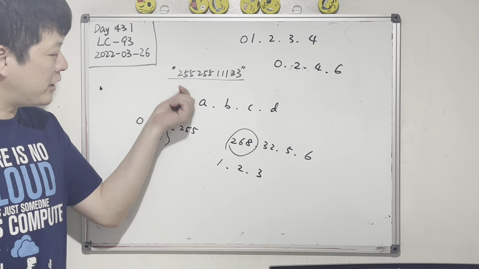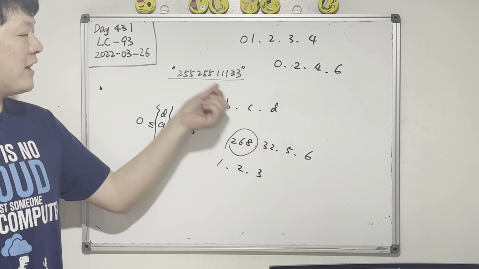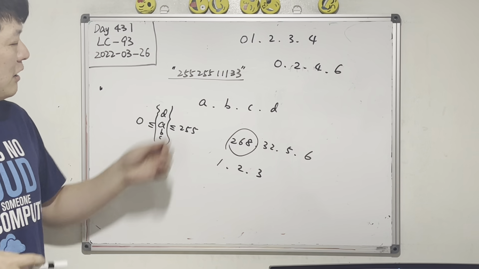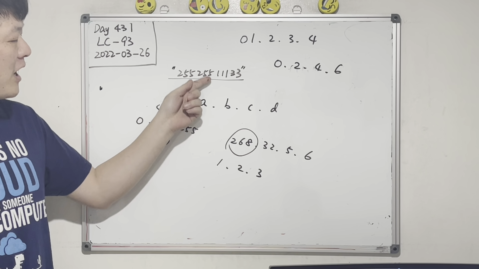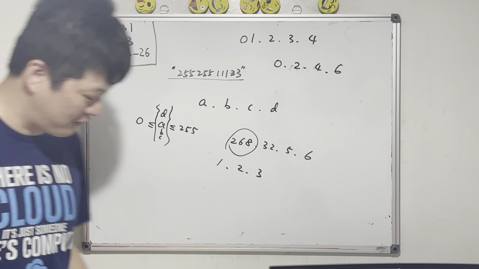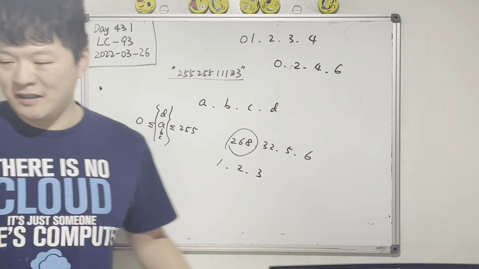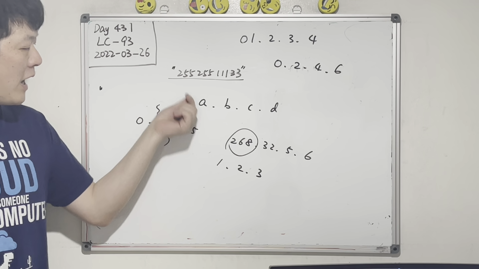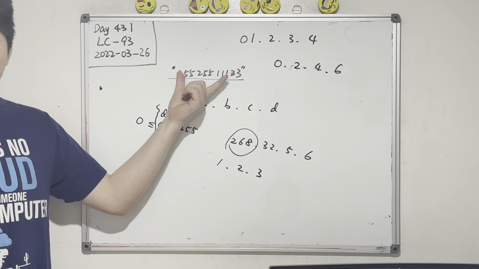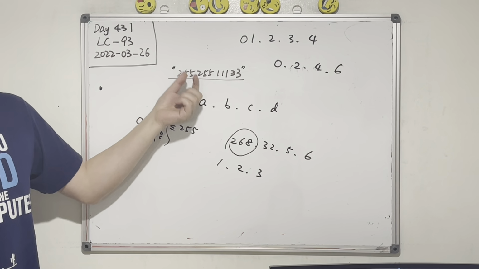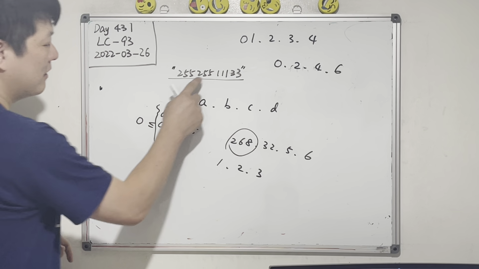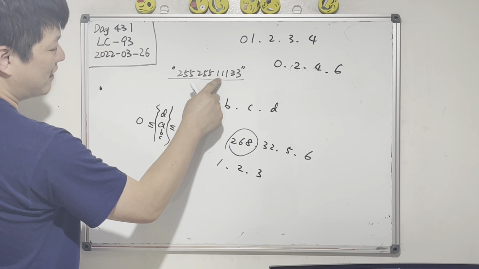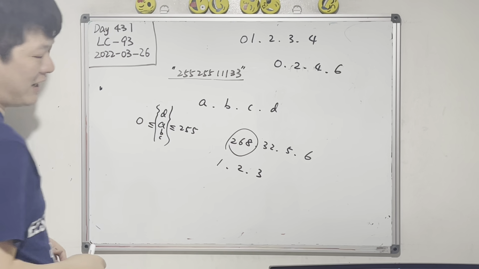Okay, so we're given this. We have removed the dots. Can you restore the IP address? Given 25511133, what's the valid IP address? It could be many. Ryan, you want to get this one? I have removed the dots from the original IP address, so what could the original IP address be? 255.255.111.33. Okay, and this is one.